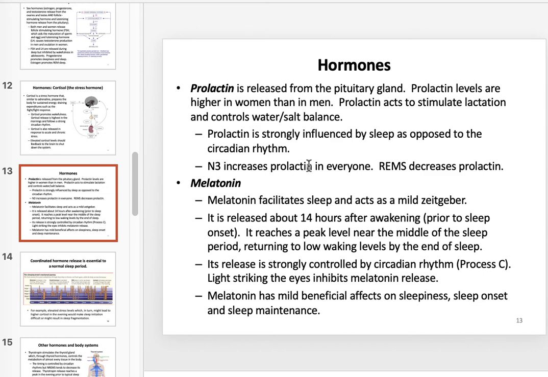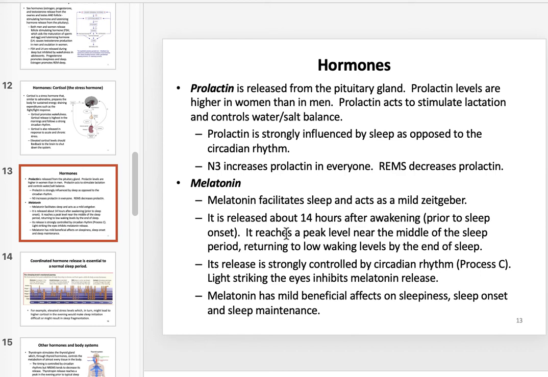We also have hormones like prolactin. You may be familiar with prolactin because it helps with milk letdown in women when they're lactating, when they have a baby. And it's also sometimes associated with orgasm. But prolactin is strongly influenced by sleep, and so slow wave sleep, our non-REM sleep, really increases prolactin in everyone.